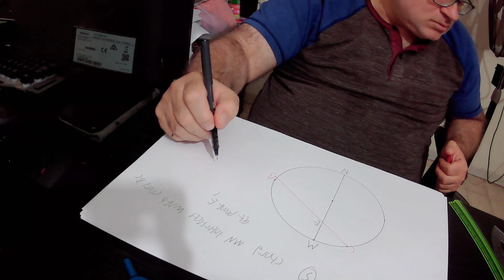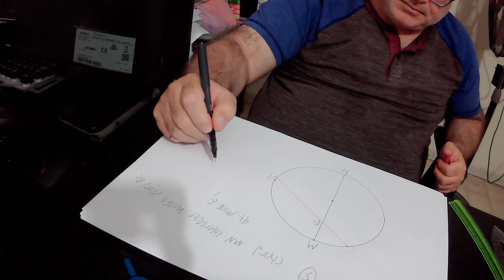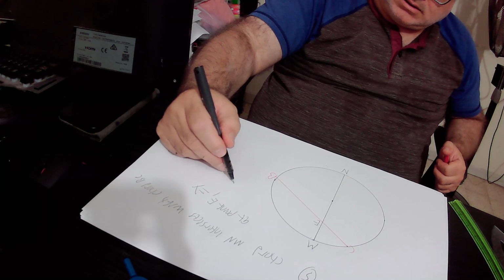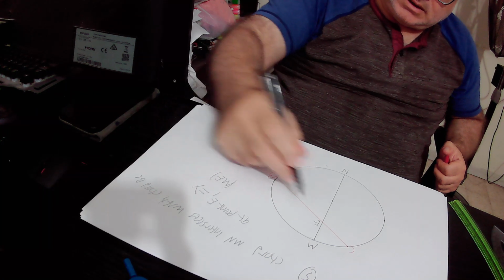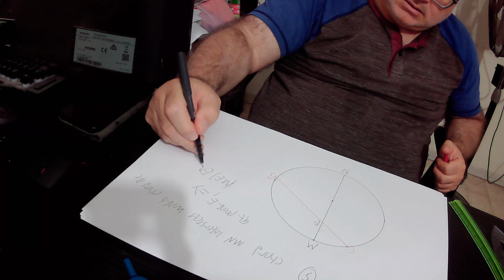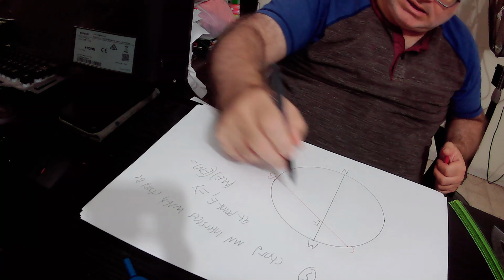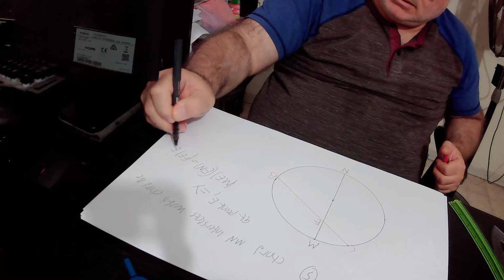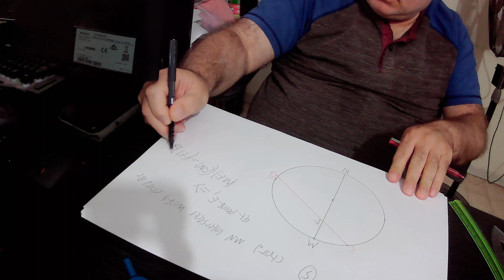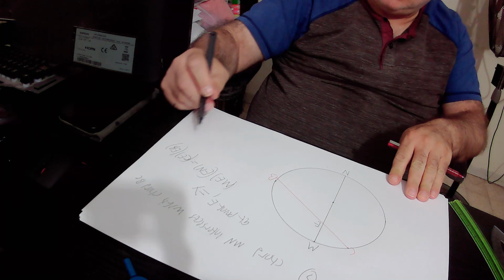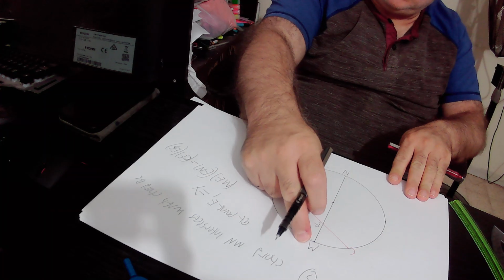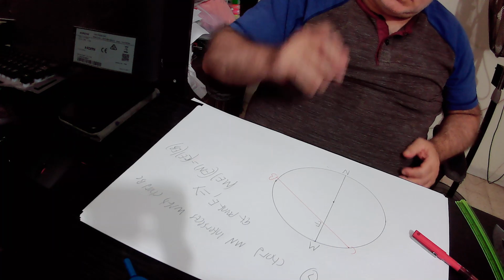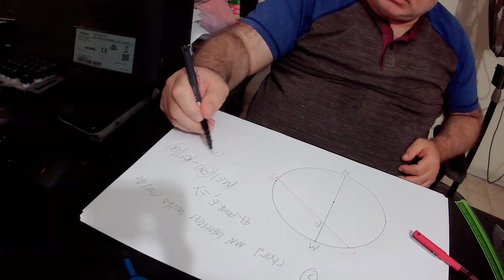Therefore, according to rule number 2, we get that ME times EN equals CE times EB. Repeat again. According to rule number 2, you get that ME times EN equals CE times EB. This is the implementation of rule number 2 in our original drawing.